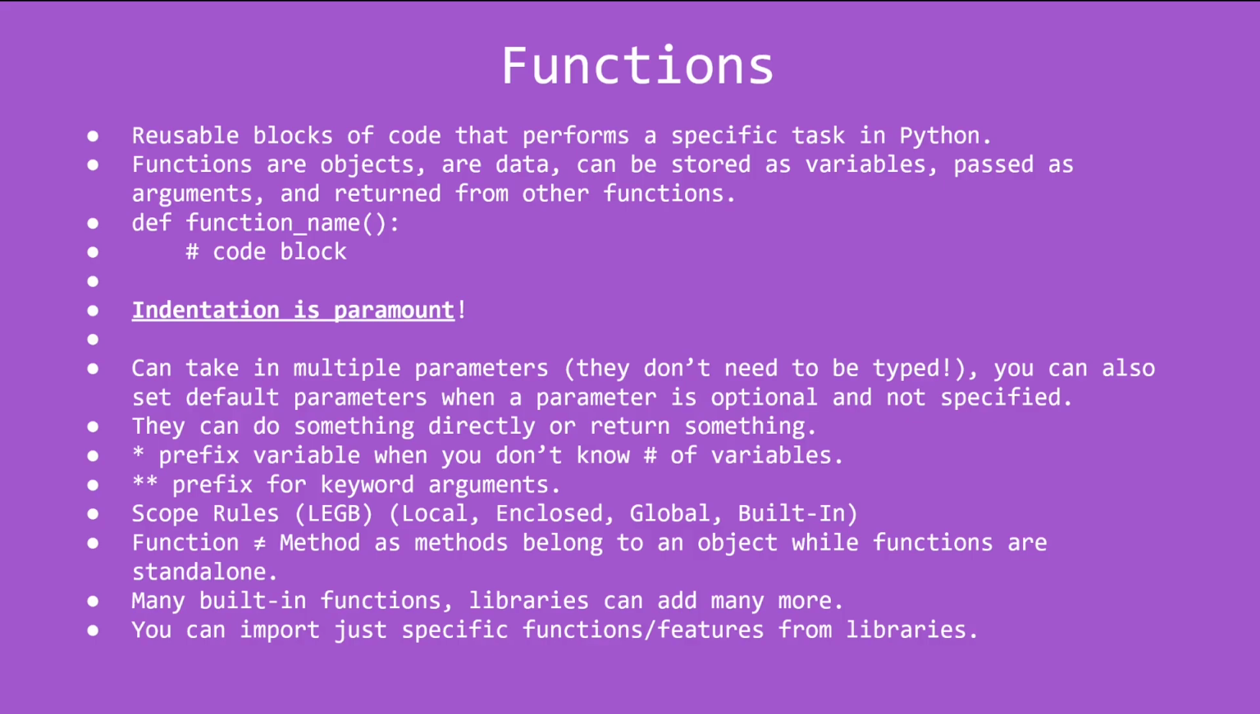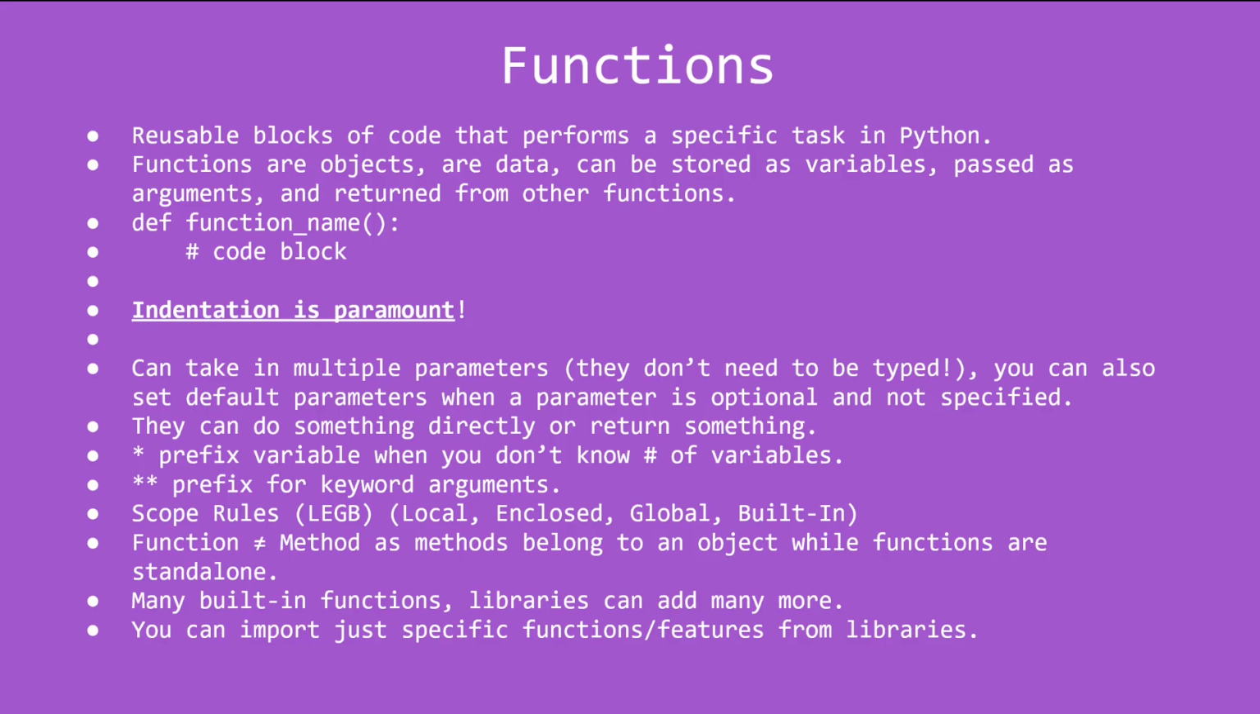If we want to make our own function, we do a def, we do a function name, we do our braces, we do our colon, we do our return in an indentation, and then we do our call block. Can't emphasize enough the importance of indentation in Python. Now it can take in multi-parameters. They don't even have to be typed. You can set default parameters, especially when a parameter is optional and not specified. They can do something directly, or you can return something. You can use one asterisk to prefix a variable when you don't know the number of variables. Two asterisks prefix would be for keyword arguments.